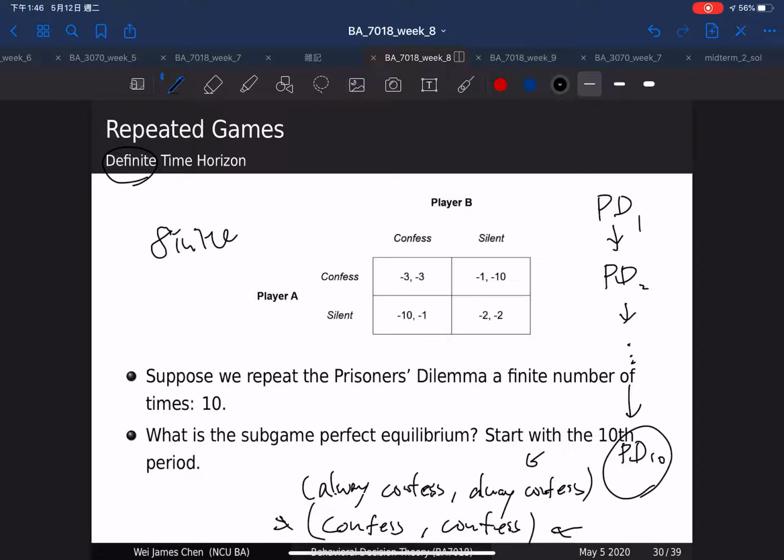But in real life, we do see people cooperate. We do see both people play silent. For example, I gave the OPEC example last time, right? The oil output corporation. Sorry, I really don't know what OPEC stands for. But the point is, they actually sustained a relatively high oil price for a long time. It even caused an oil crisis in the 70s.